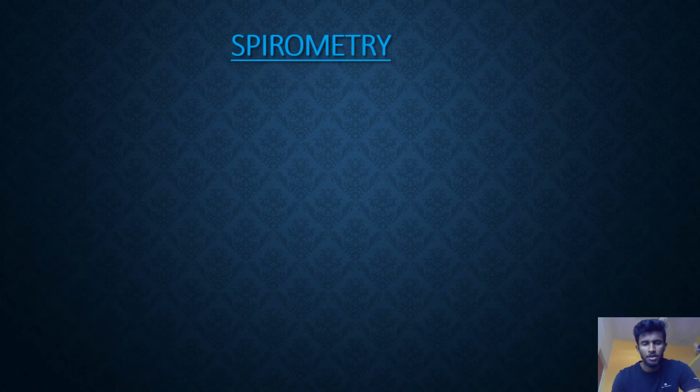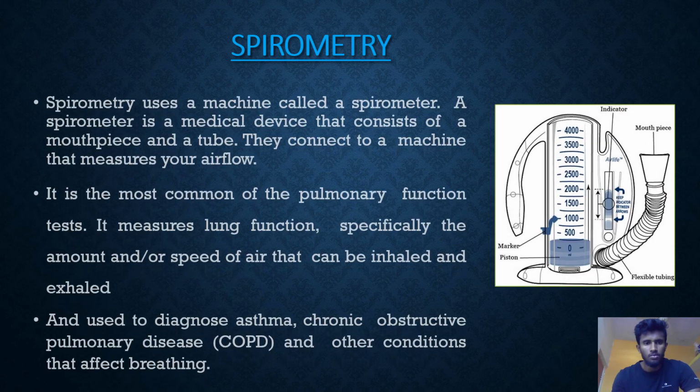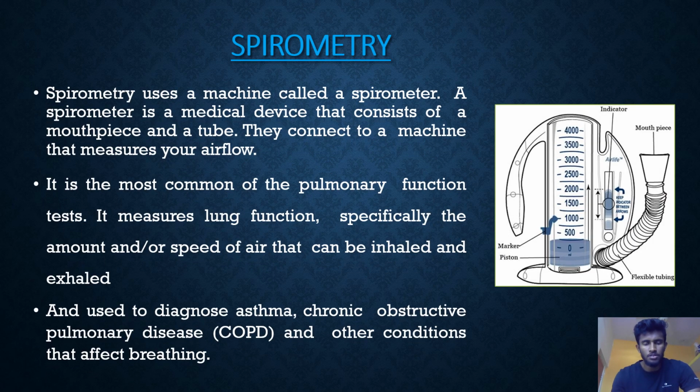Next, we move to spirometry. In spirometry, we use a machine called a spirometer. A spirometer is a medical device that consists of a mouthpiece and a tube connected to a machine that measures your airflow, and it is most commonly used to test pulmonary function. It is a test that measures lung function, especially the amount and the speed of the air that can be inhaled and exhaled, and it is usually used to diagnose asthma, chronic obstructive pulmonary disease and other conditions that affect breathing.